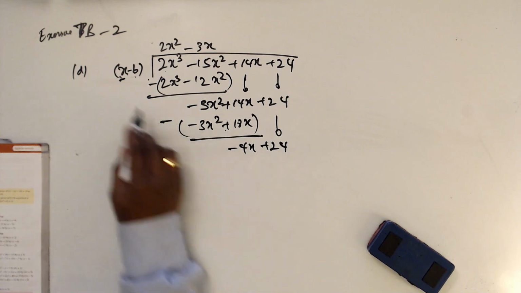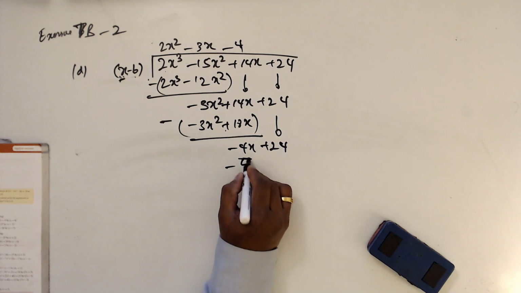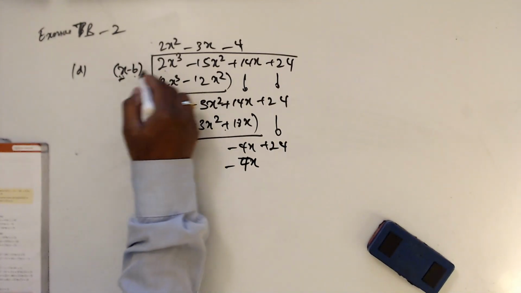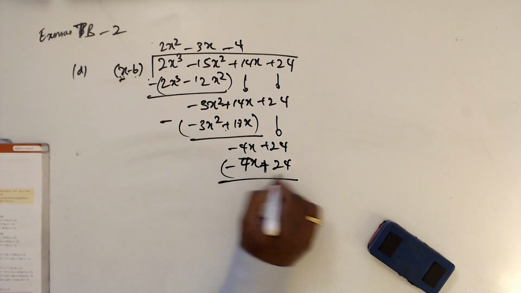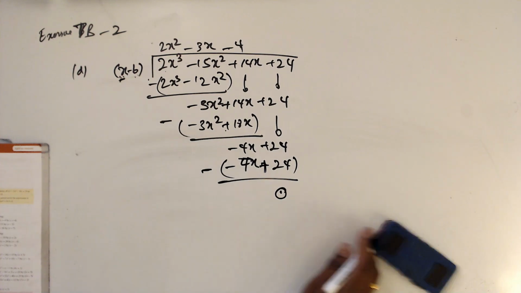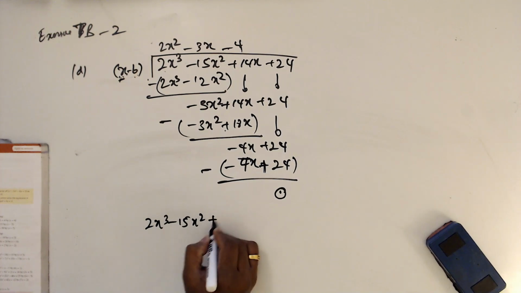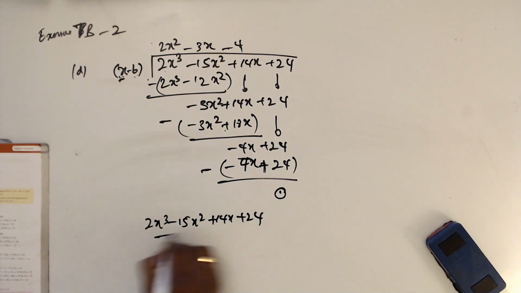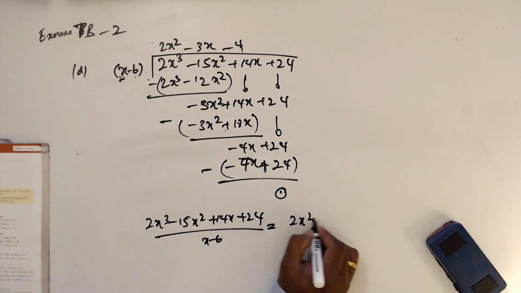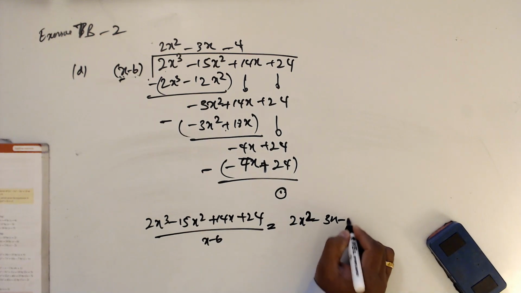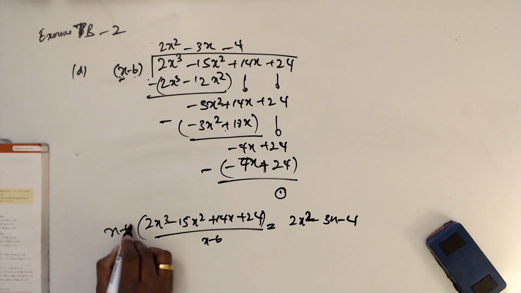How many x goes to minus 4x? Minus 4. Minus 4 times x, minus 4x. Now this is 4 times 6, 24. Minus times minus plus. When you minus this one, answer is 0. Hence, 2x cubed minus 15x square plus 14x plus 24 divided by x minus 6 equals 2x square minus 3x minus 4. Then multiply by both sides x minus 6.